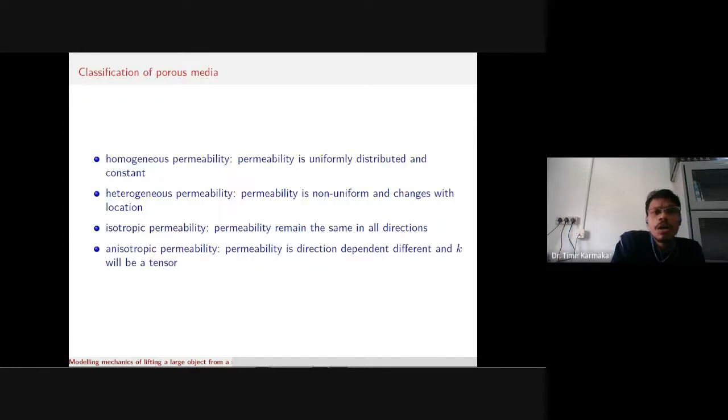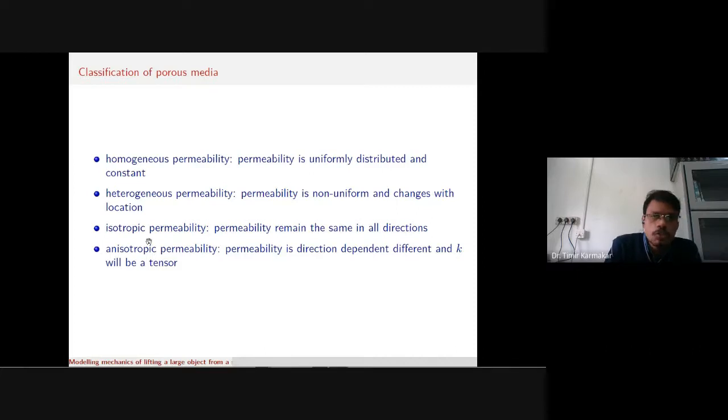So now we'll classify the porous media into several types. There are mainly four types of porous media. One is homogeneous. Homogeneous means permeability is uniformly distributed, it does not depend on the position. And heterogeneous permeability means it depends on the position. So if we change the position in the porous medium, accordingly the permeability will change.